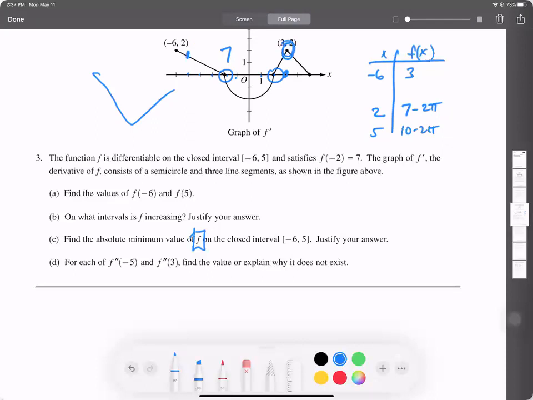If I look at the derivative of this line at -5, well, it does exist. And the slope is going to be rise of -2 over 1, 2, 3, 4. -2 over 4. So this one does exist. The second one, at 3, it doesn't exist, the derivative, because it's a corner.